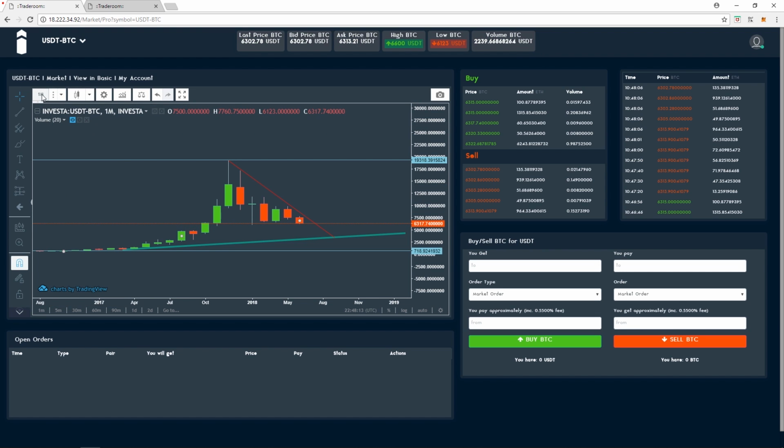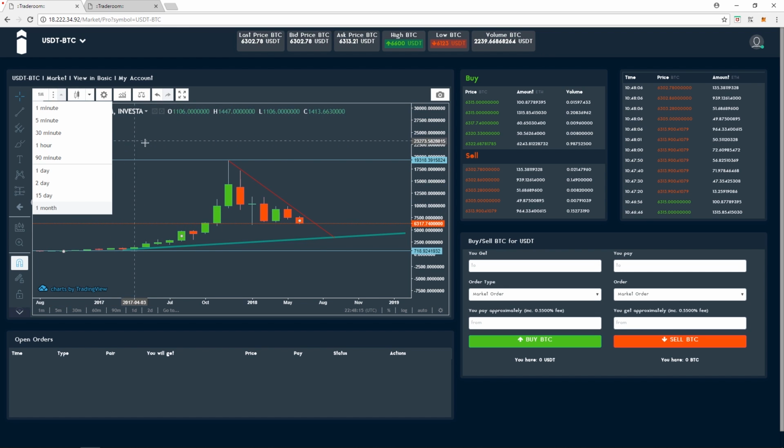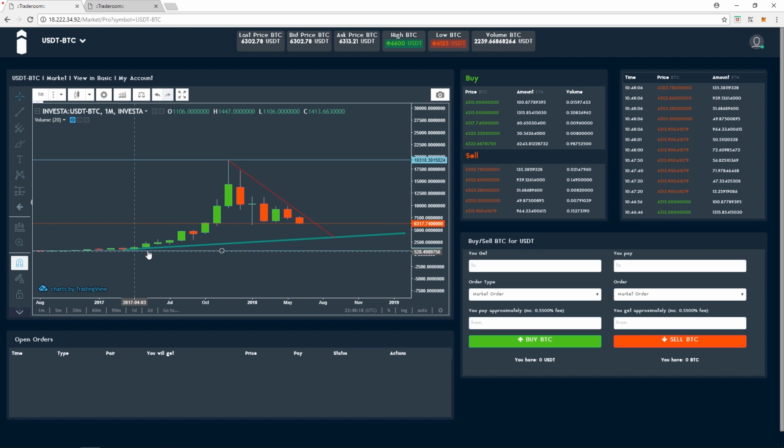Now if we look further, something very important: we are looking at higher lows all the way. This low is higher than this one, this low is higher than this one. So yes, we did have a correction, but still this low is higher than the previous one. This shows that although we are in a correction and we are bearish at the moment, overall in the long term this is a bullish market.